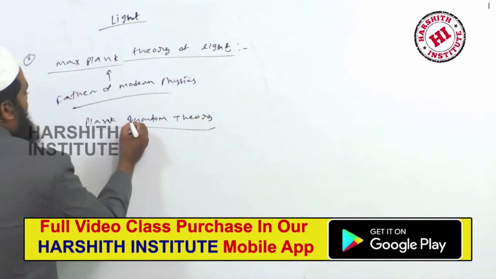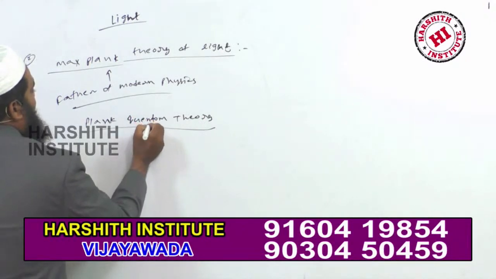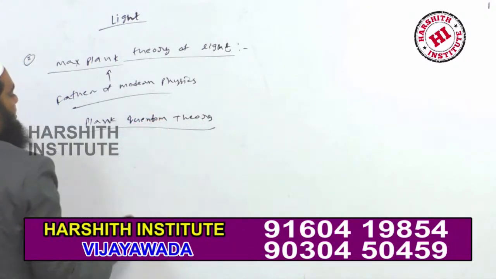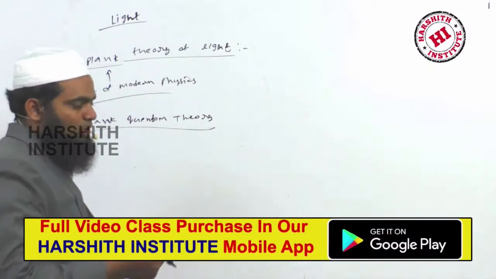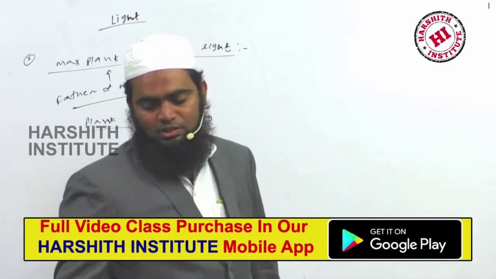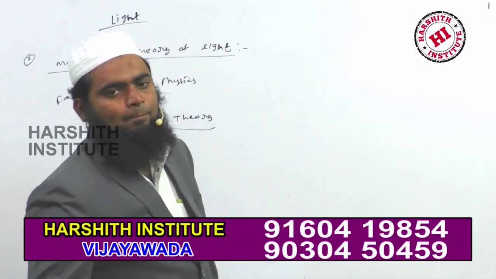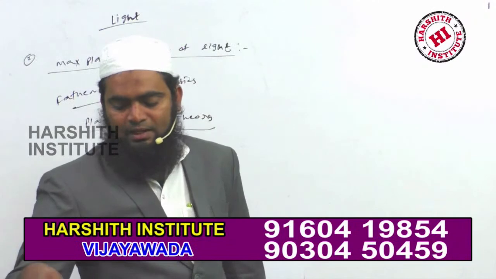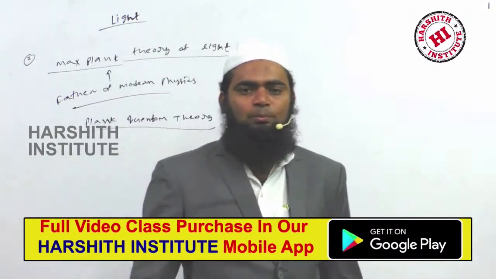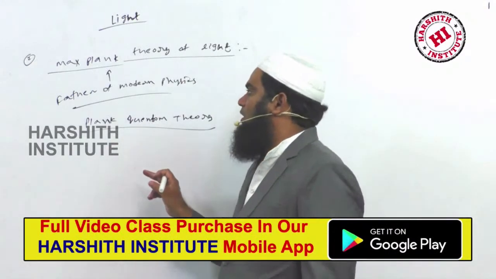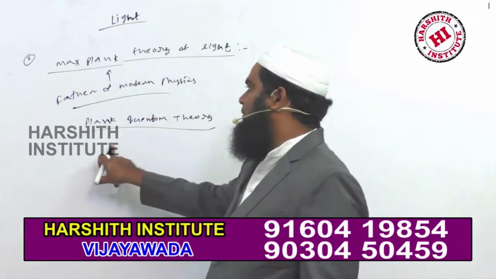So the Max Planck quantum theorem is given here. This is called modern physics. Modern physics is based upon the Max Planck theorem. They are based upon the Planck quantum theorem. The Planck quantum theorem is one of the modern techniques we can use.